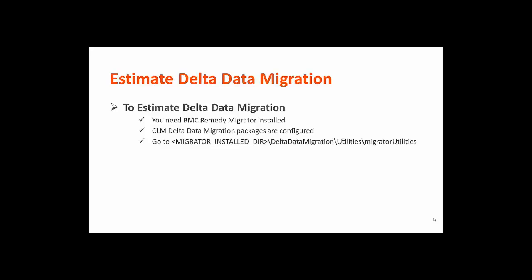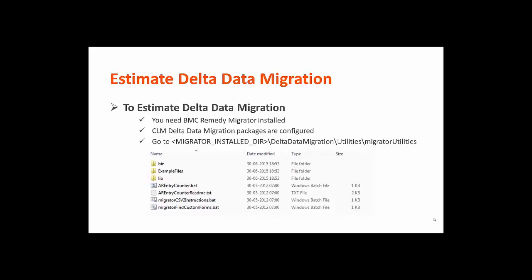To start with, you need to have BMC Remedy Migrator installed on any of the Windows box, and the CLM Delta data migration packages are configured. All the required packages for CLM Delta data migrations are configured there. Once you go to Migrator home path, you will see the following structure. Let me take you through the actual folder structure.